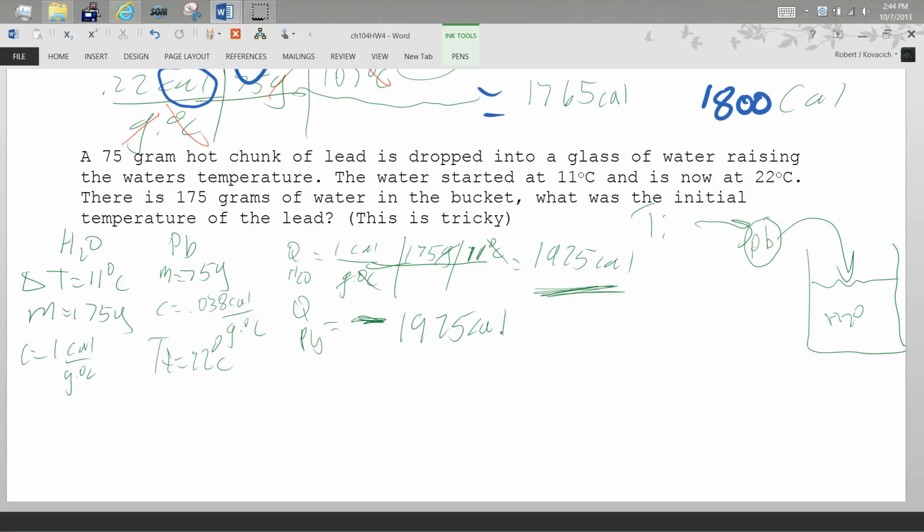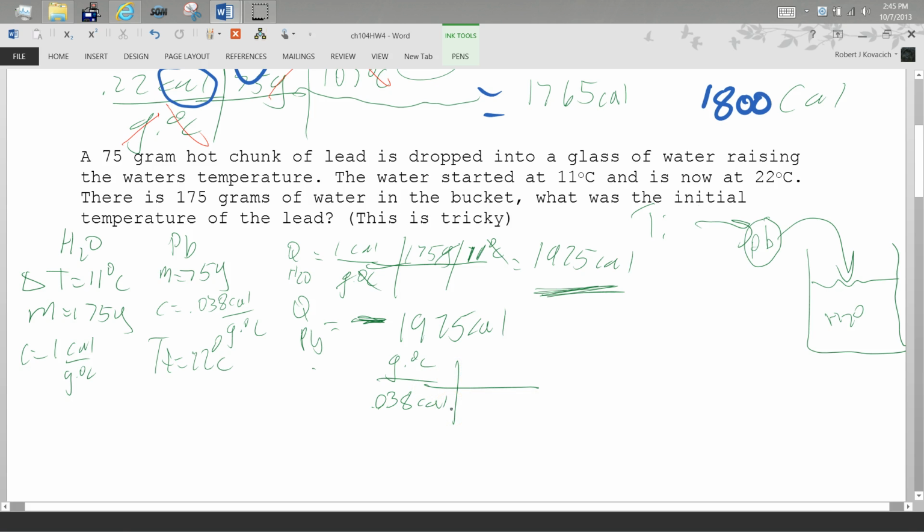So if it lost 1925 calories, what must its temperature have done? Dropped, right? What I'm looking for is the initial temperature. I know what the final temperature is. So what I'm looking for is how much this piece of lead's temperature changed. I need the change in temperature, so I'm going to start off with grams and degrees C divided by 0.038 calories. This is for my lead. So why do I have the specific heat written upside down in this railroad track?